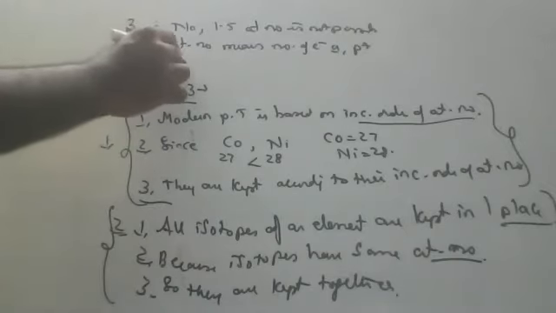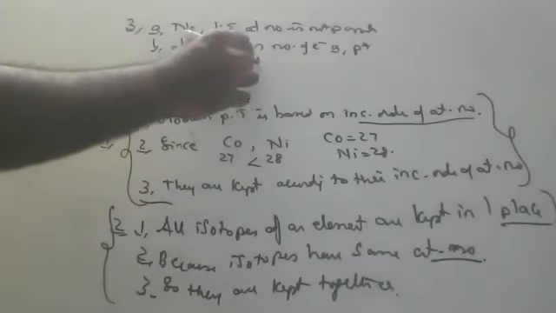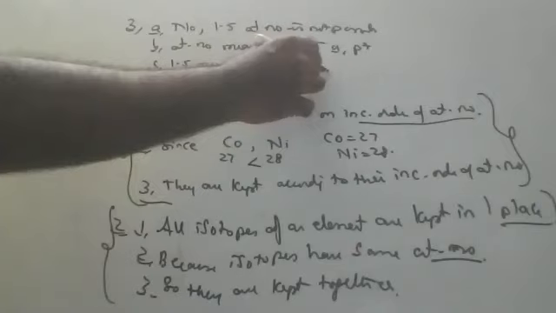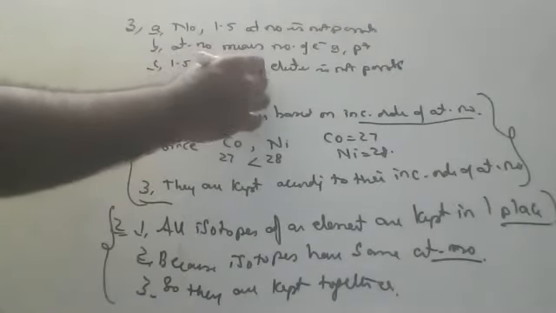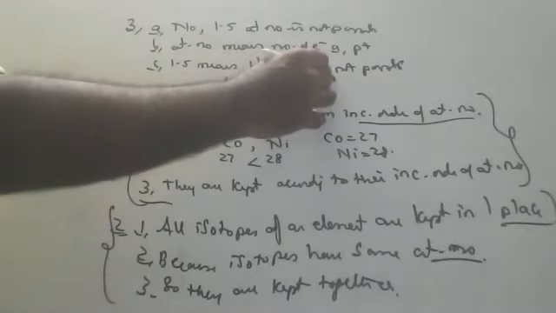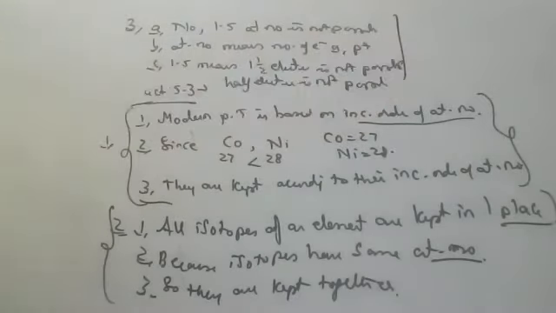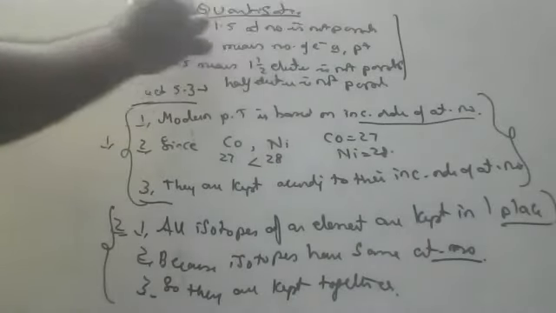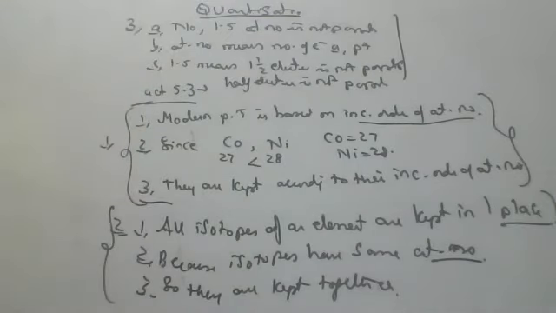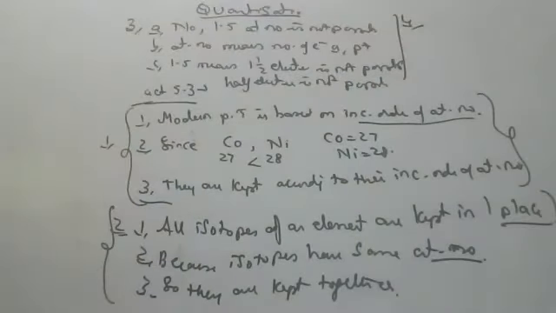So 1.5 means 1.5 electrons, which is not possible. Half an electron is not possible. So an atomic number of 1.5 is not possible. You will have 1, 2, 3, 4. That is called quantization. Elements come in whole numbers only, children. Fractions and decimals won't come, because you'll have 1 electron or 2 electrons, but 1.5 electrons is not possible.